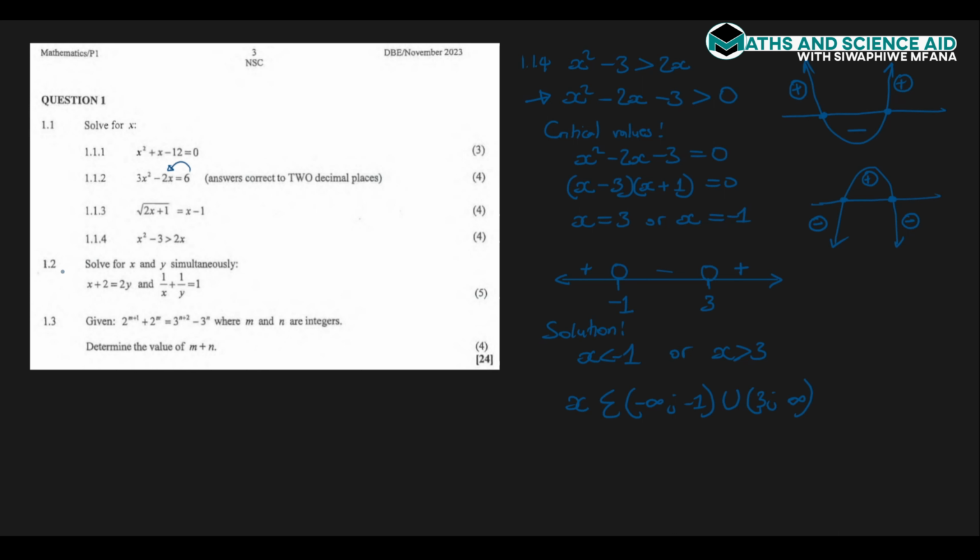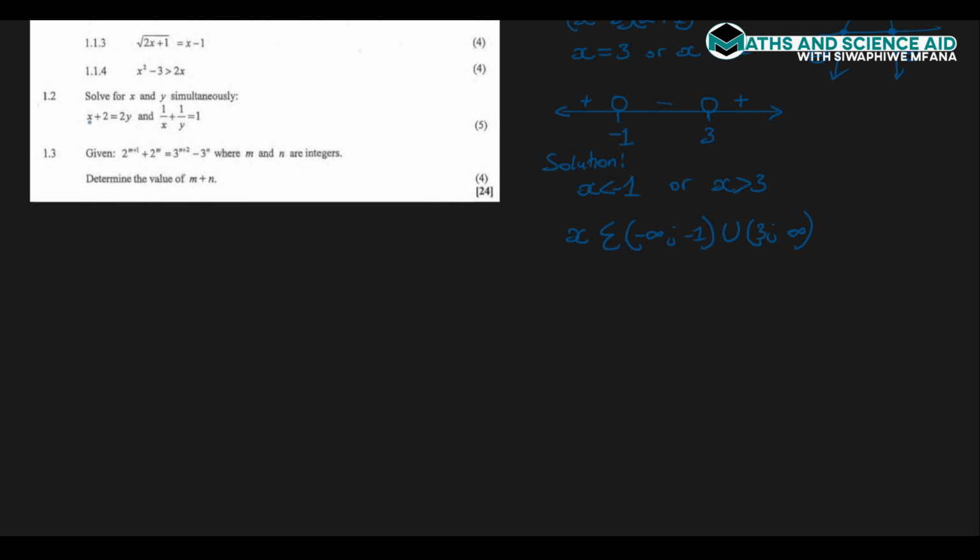And then we move on to 1.2, which is a solve for x and y simultaneously problem. I think one thing that would probably intimidate learners with this question is the fact that we have x and y in the denominator in the second equation here. But we can manipulate this and remove these x and y values from the denominator by following the rules of algebra.